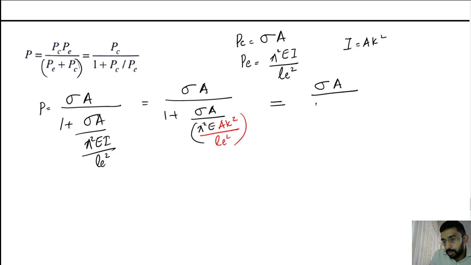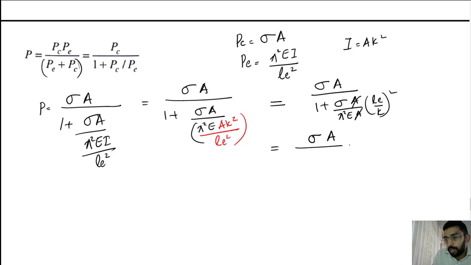Pc equal to sigma_u into A divided by 1 plus sigma_u into A divided by pi square E into A, Le by K the whole square. So we can cancel out these two A, and what is left is sigma_u into A divided by 1 plus sigma_u by pi square E into Le by K the whole square.